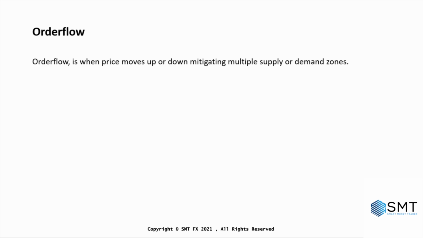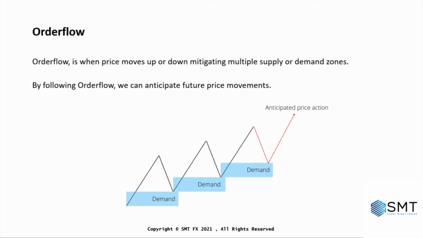So moving on to order flow. Order flow is when price moves up or down, mitigating multiple supply and demand zones. By following order flow, we can anticipate future price movements.